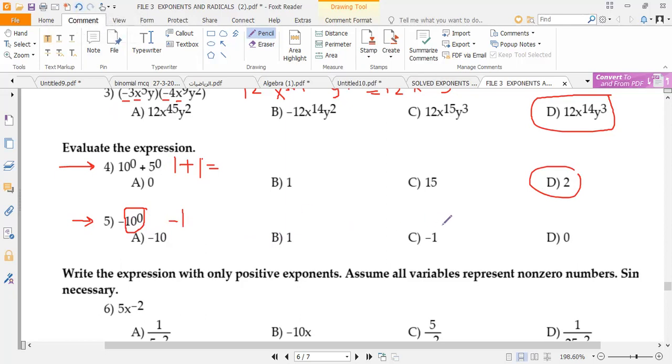But isn't anything to the power of 0 just 1? Yes, anything to the power of 0 will be equal to 1. But this sign means I have negative 1 times x, and the x is to the power of 0. So this part is equal to 1. 1 times negative 1 will be negative 1. I'll explain this point again.